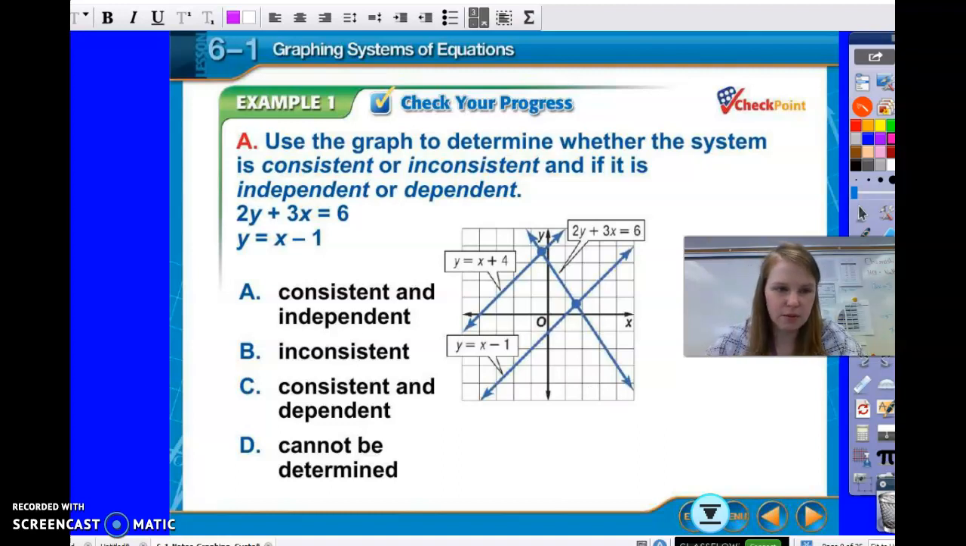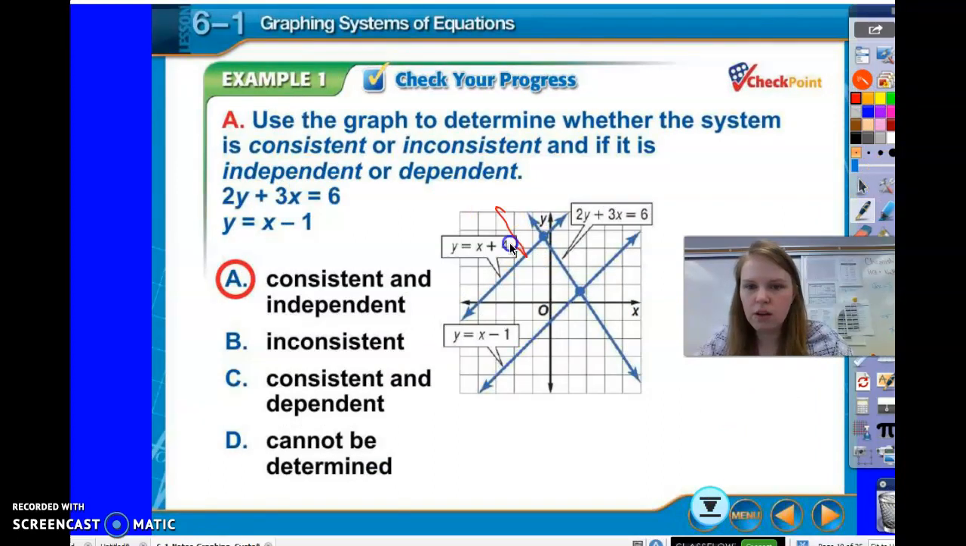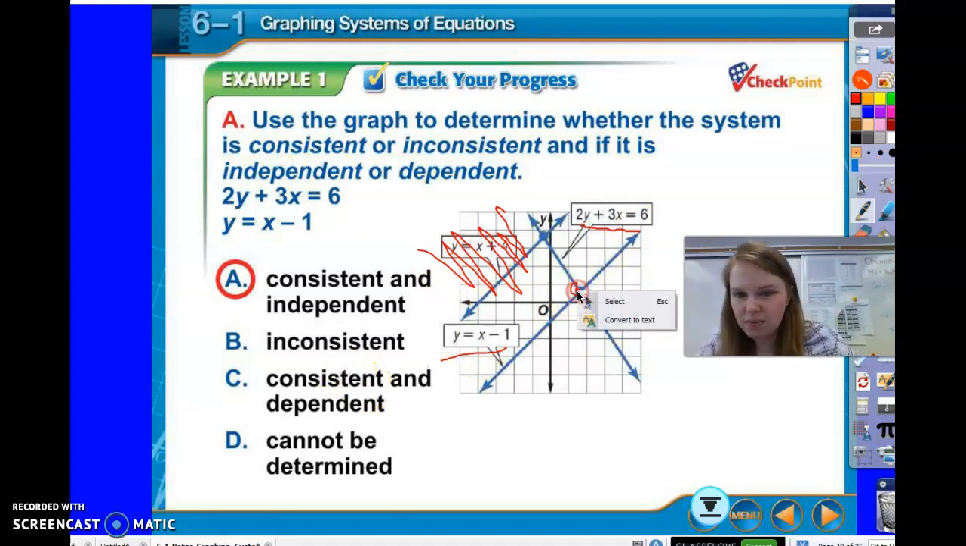I'm going to do my work here a little bit. I think for this one, let's take a minute. X minus 1, so we're dealing with this one, and then 2y plus 3x. So it looks like we're not really dealing with this equation. We're not really dealing with this one. They're only asking about these two lines, this one and this one. And it looks like they cross right here. So since they cross right there, we would say that it is consistent because there is a solution, and it's independent because there's only one solution.